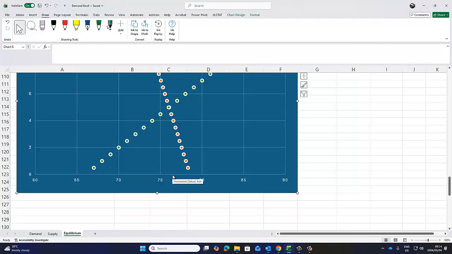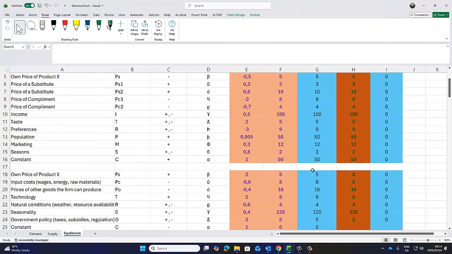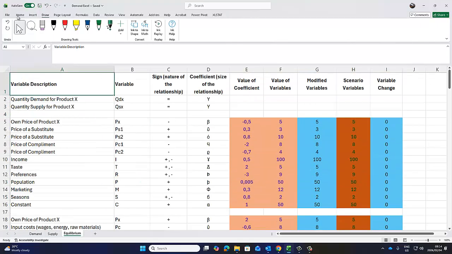I'll get that ready for the next video. We'll put in demand and supply. But anyway, let's quickly have a look. So there's my demand and supply model. Okay, so let's quickly save it.